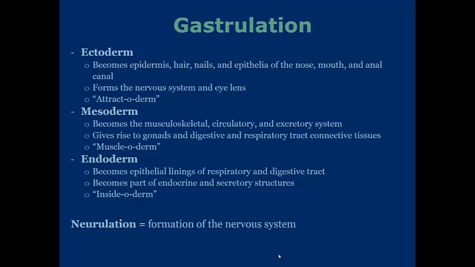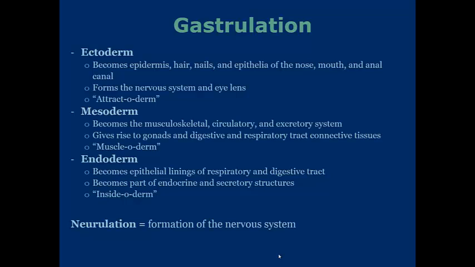The mesoderm becomes the musculoskeletal, circulatory, and excretory system. It also creates gonads and the digestive and respiratory tract tissues. I generally remember this one by remembering it as muscle-oderm.